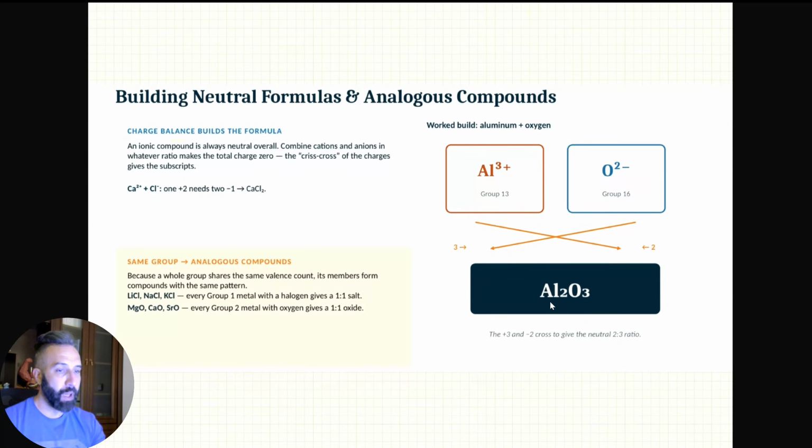Well, if I multiply aluminum by 2, this side becomes plus 6, right? And I multiply oxygen by 3, and then this side becomes minus 6. You're only allowed, I mean, you know this, to multiply. You're not allowed to have half of this and 2/3 of that and whatever.